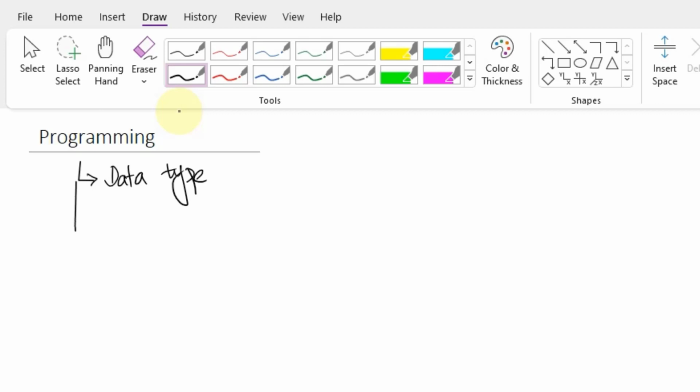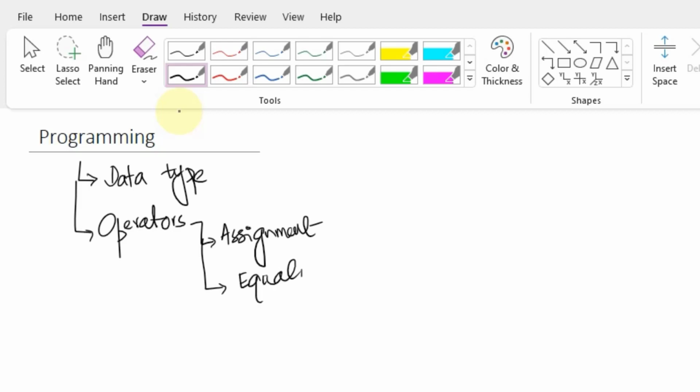And the second one was some operators. And what were those operators? Those operators were basically the assignment operator and the equality operator. The assignment operator is represented by this single equal sign, while the equality operator is this double equal sign.